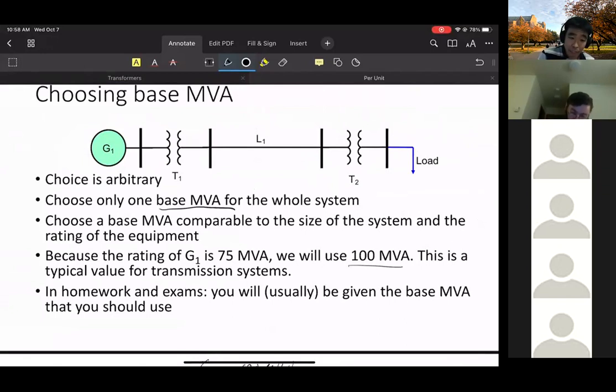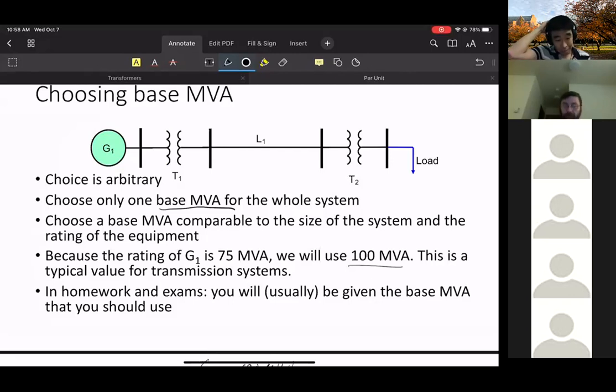So this is normally an arbitrary choice we can make. When you do a homework or exam, you'll be told in the problem statement that the base power for the system is 100 MVA. You'll see a statement like this.